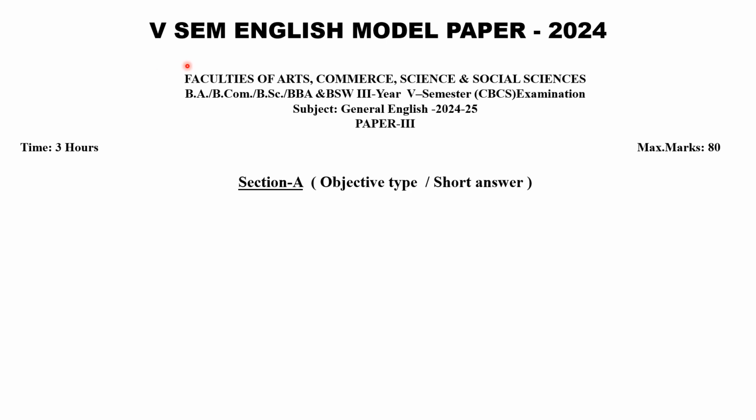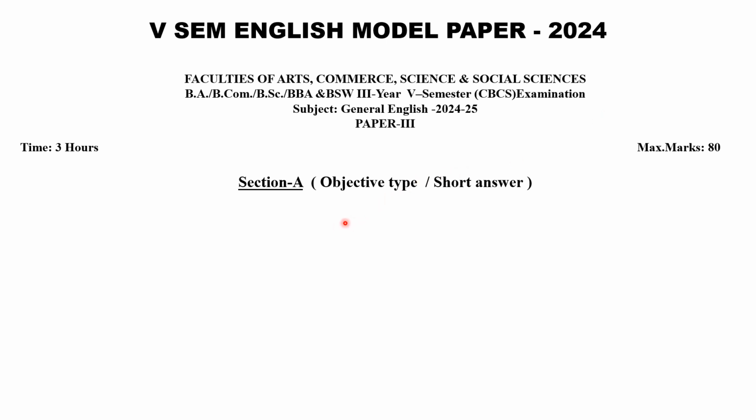Hello everyone. Today we are going to discuss the 5th SEM English model paper, that is, with the new syllabus. The syllabus is changed this year, you all know. So that syllabus model paper we are going to discuss. So as all of you know, your paper comprises of section A and section B.